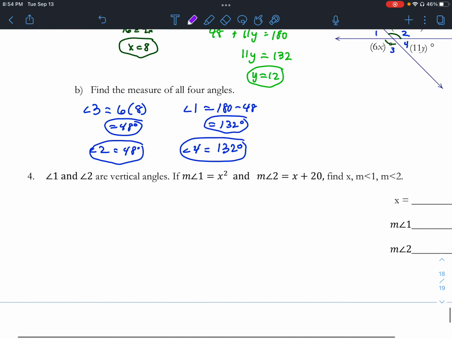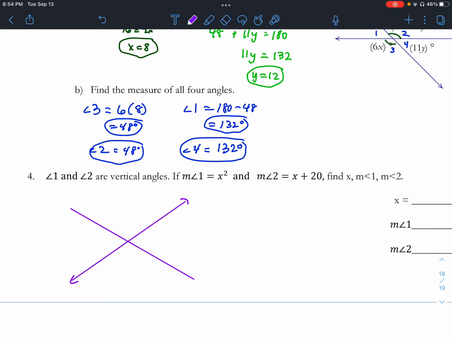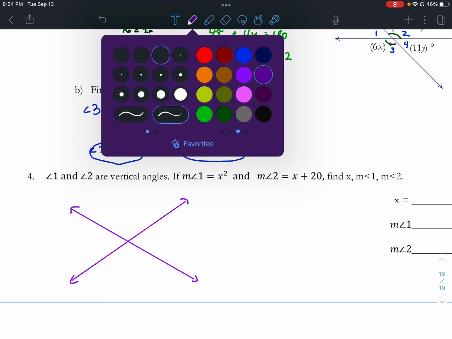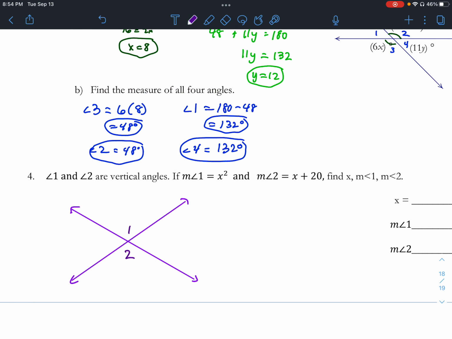Last but not least, angle 1 and angle 2 are vertical angles. I like to draw vertical angles by drawing 2 perfectly straight lines. Angle 1 and angle 2 just have to be vertical angles. They didn't tell you which ones exactly they were. From here, angle 1 is going to be x squared. Angle 2 is going to be x plus 20. Find the measure of both of those angles. Once again, ladies and gentlemen, we have ourselves some nice vertical angles. So that angle is congruent to this one, which means I can set them equal to each other.